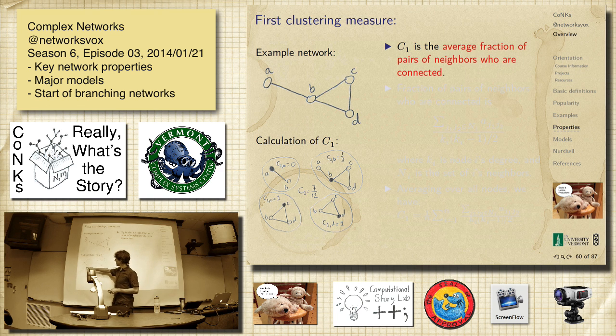So how do you do it? All right, so you look at each person. So this person, if you just have one friend, then we define the clustering to be 0. There are 0 possible pairs around you, so it's sort of 0 over 0, but we're going to call that 0.